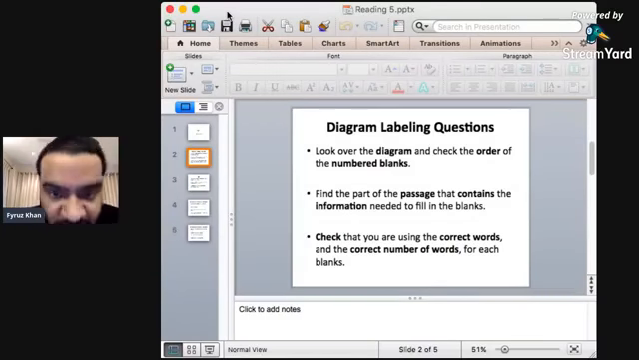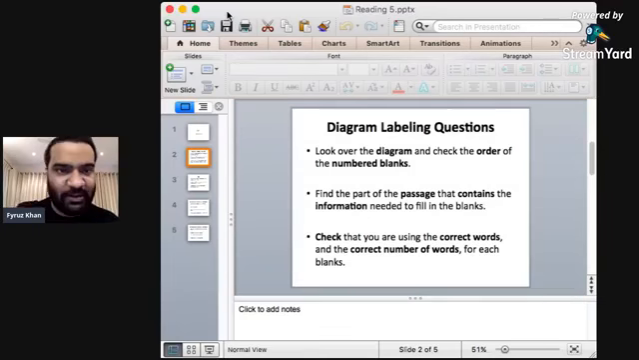Right, so we're going to start with diagram labeling questions. Before we start, just give me 1 minute, okay?